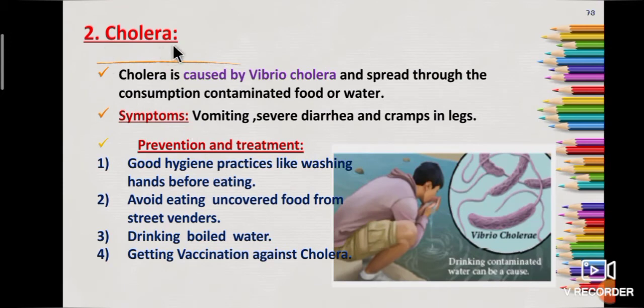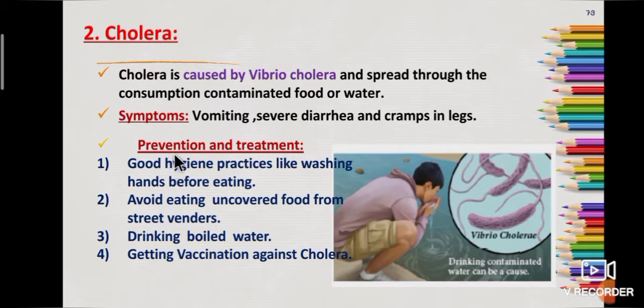Second bacterial disease, cholera. Cholera is caused by Vibrio cholerae and spread through the consumption of contaminated food or water. Symptoms of cholera are vomiting, severe diarrhea and cramps in legs.